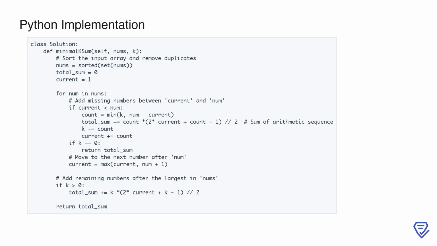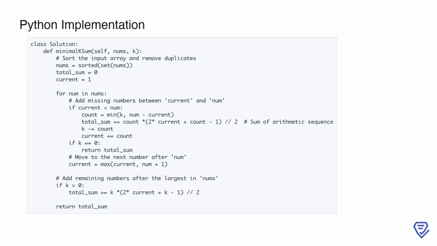If so, we calculate how many of these missing numbers we can add, bounded by k, and compute their sum using the formula for an arithmetic sequence. The total_sum is updated accordingly, and k is reduced by the number of missing integers added. The current pointer is then updated to reflect the next integer to consider. If k becomes 0 during this process, it means we have added all required missing integers, and we return total_sum.